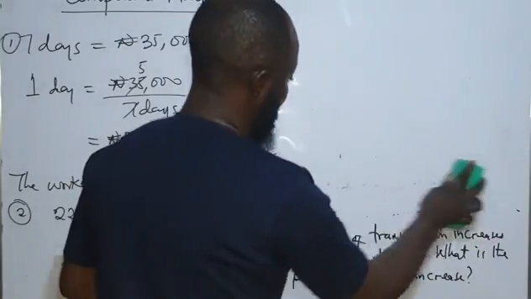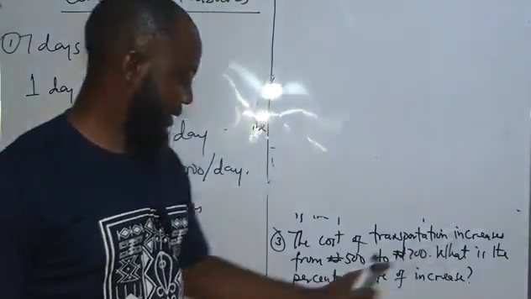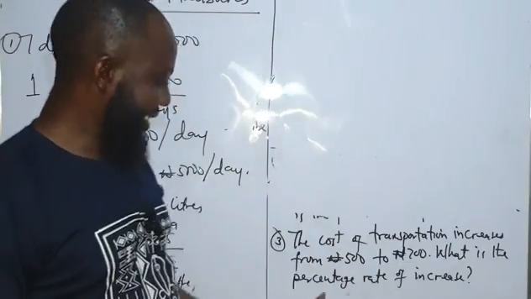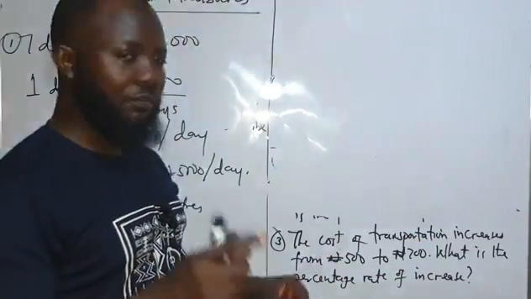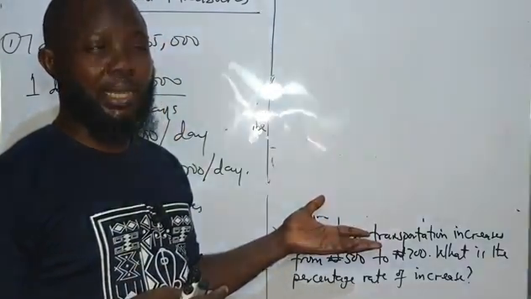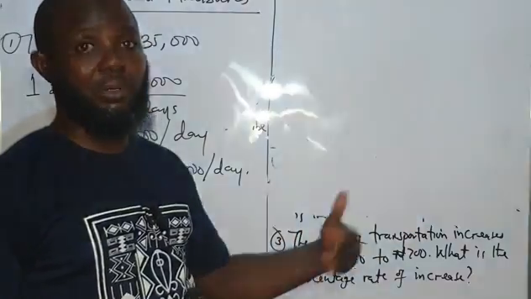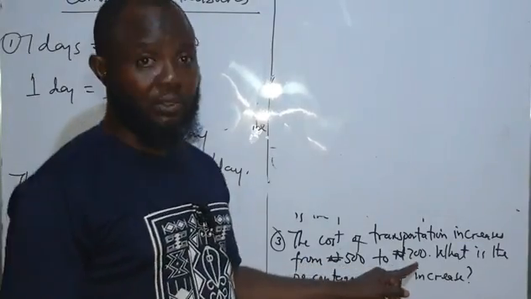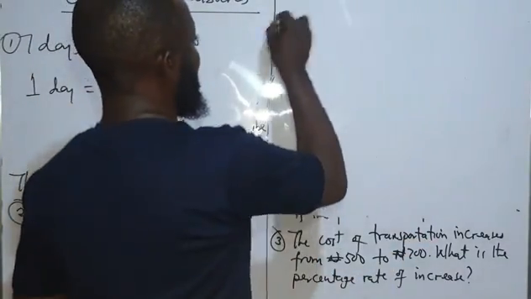The last question we have here: the cost of transportation increases from 500 naira to 700 naira. What is the percentage rate of increase? Now, the first thing is that we are under proportion, we did under ratio, we did increase and decrease by a particular ratio, right? If you look at this now, it is increasing from 500 naira to 700, which means it increased by how much? So we have to find the increase.